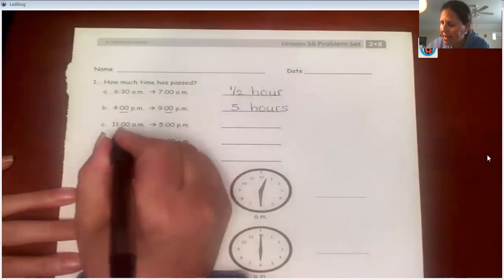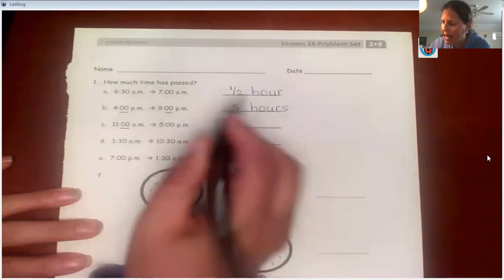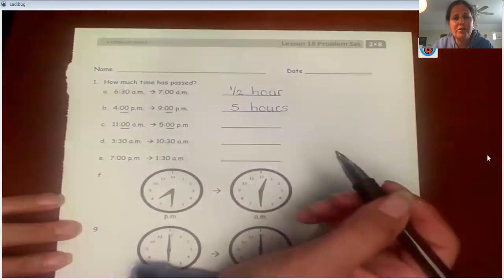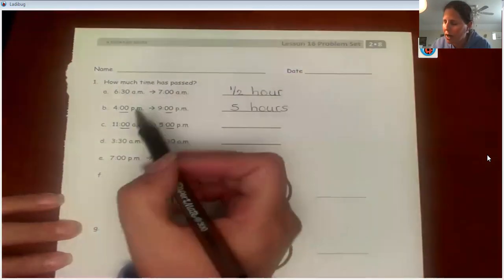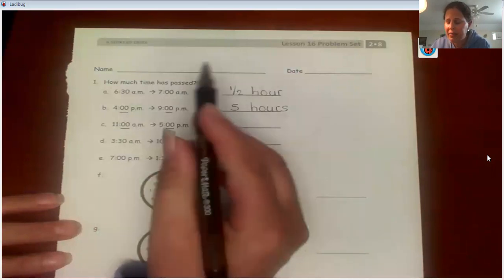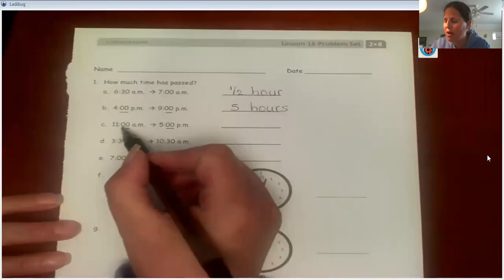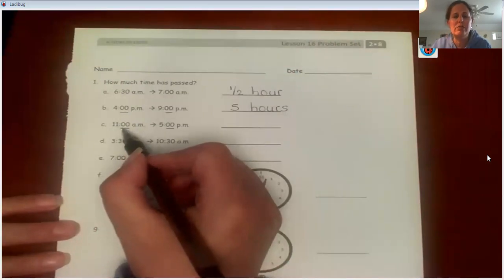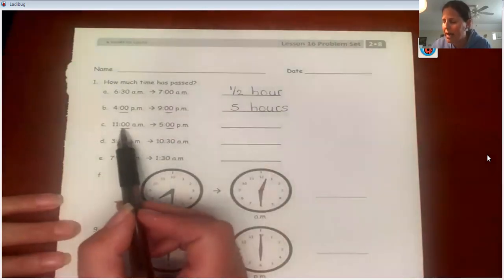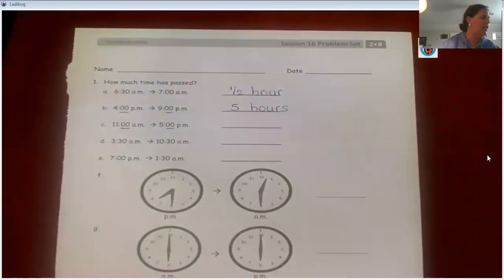Now, letter C is 11 o'clock a.m. to 5 o'clock p.m. So they're both times on the hour, but here we're starting at a.m. and we're ending at p.m. And that's because once we hit 12 o'clock, it becomes noontime and it switches over to p.m. So when we're counting this time, we have to remember that there's only 12 numbers on the clock face. So like they have us starting at 11 a.m.